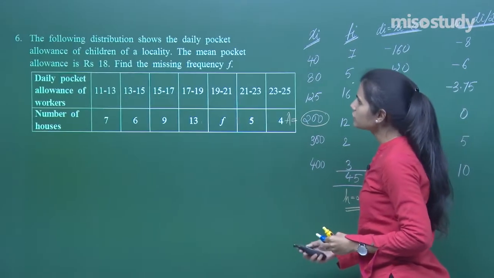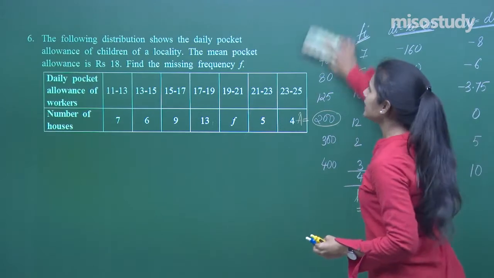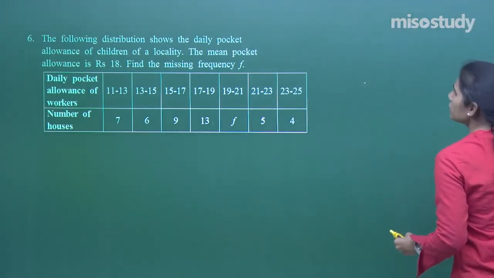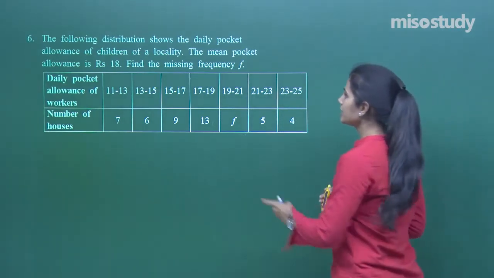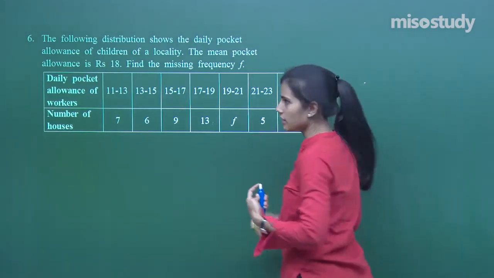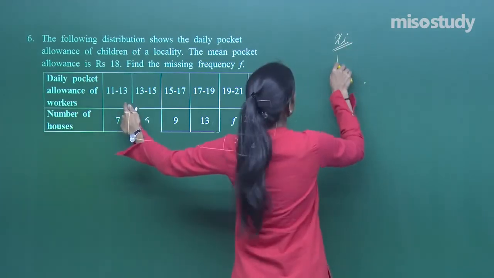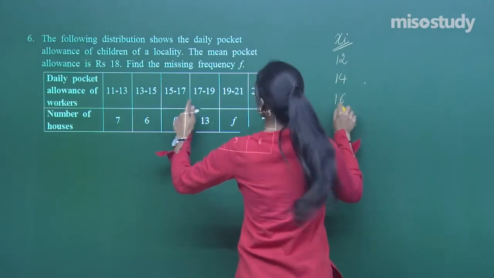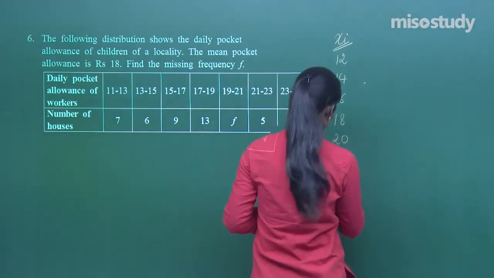Let's move on to the next question. It says that the following distribution shows the daily pocket allowance of children in a locality. Mean is already given to you. Find the missing frequency. Mean is already given to you, don't forget. And again, this is a continuous frequency distribution. So I will want xi's now. So xi's are going to be what? Here xi will be 12, the mid value, here it will be 14, then 16, then 18, then 20, 22 and 24.